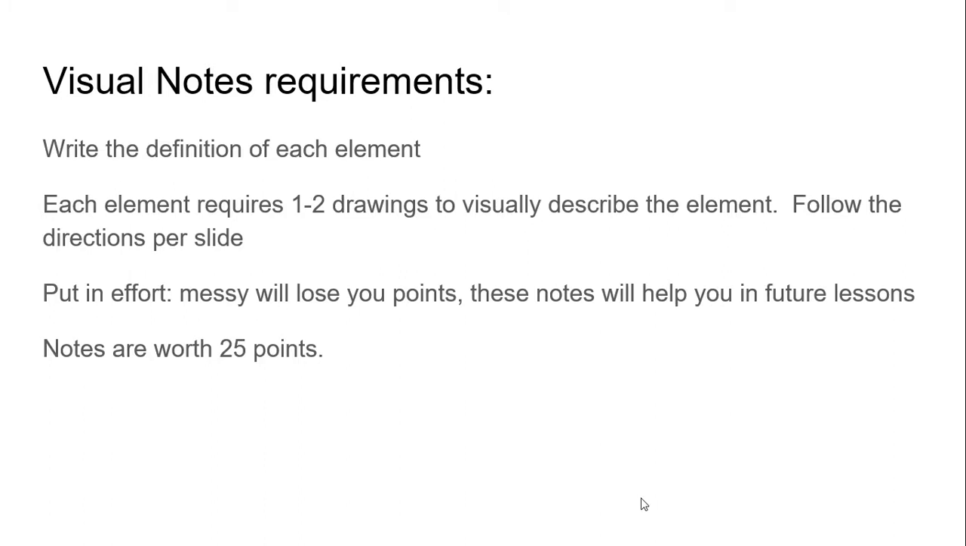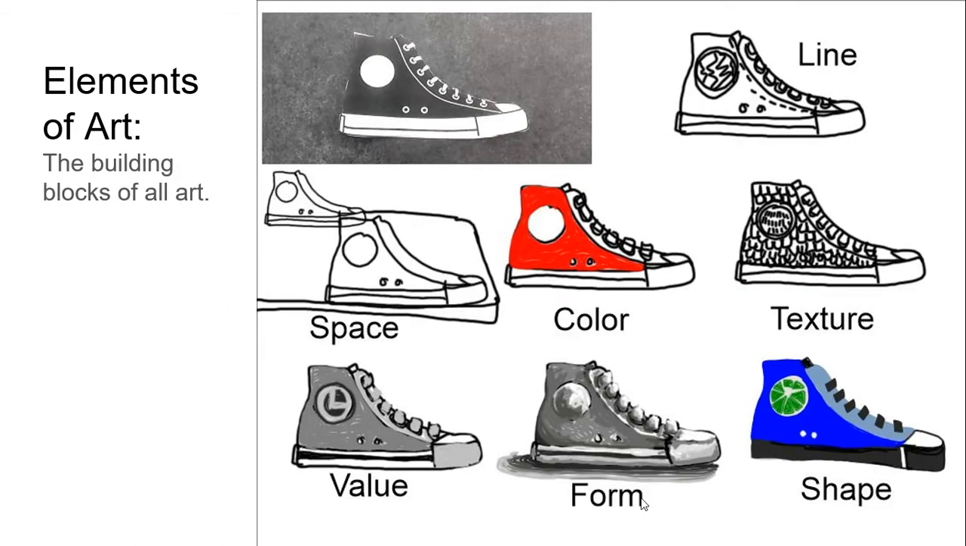What you're going to do today and tomorrow is create visual notes. These are required. It's worth 25 points. You're going to write the definition for each element, and then draw a visual representation of it. So just follow the directions per slide. I will give you examples for each one.